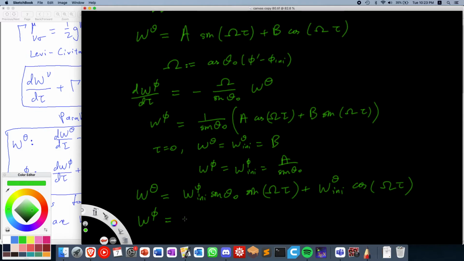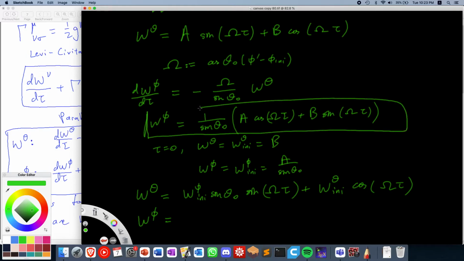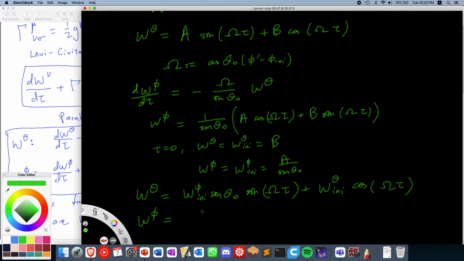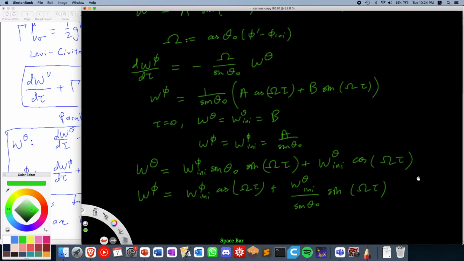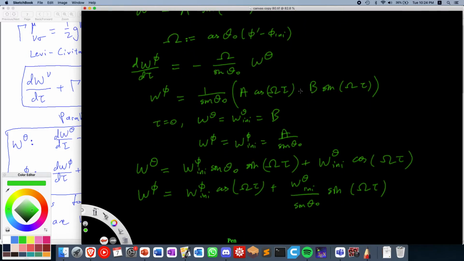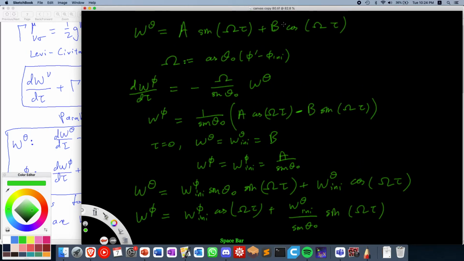For your phi we have this guy, right? So it's this initial cosine omega tau plus this over sine theta naught sine omega tau. Okay, so oh yeah, apologies, I believe I missed the minus sign over here. Yeah, because when you integrate this, there was a minus sign over here. So sorry about that. That doesn't affect the initial conditions.